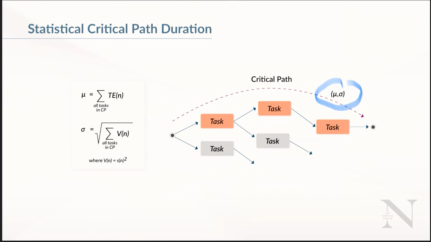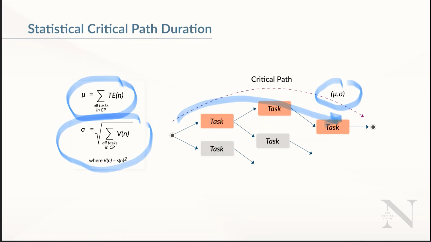Each project completion depends mainly on the critical path. We calculate two things for that path: the mean duration as the sum of the expected durations of tasks along the path, and the standard deviation as the square root of the sum of the variances of those tasks. Important to remember, we never add standard deviations directly. We always add the variances first and then we take the square root.